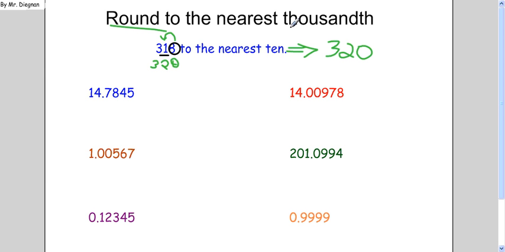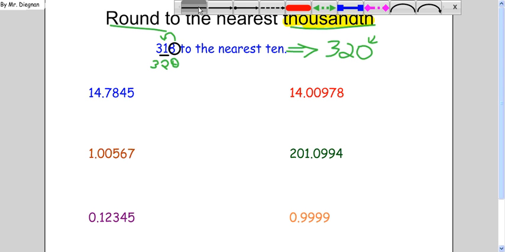Now, rounding to the nearest 1,000 is very similar. There is a big difference, though. It does have to do with the zeros. We're going to handle them a little bit differently when we're talking about rounding with decimals. First of all, if you're rounding to the nearest 1,000, that means I have to have the thousands place. So I come in here, I'm going to round to the nearest 1,000.